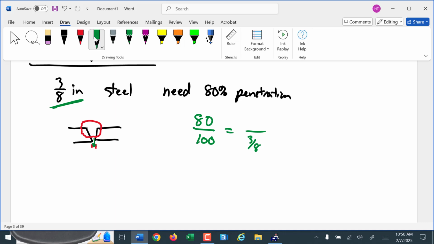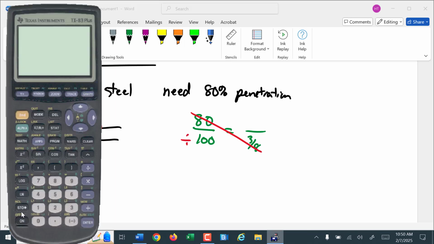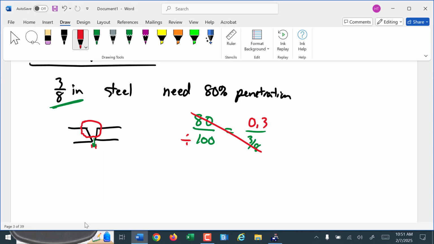Now we're most likely going to end up with a decimal answer here. It's not going to come out to be a nice, neat fraction. So we'll multiply 80 times 3/8 divided by 100. To do that, I'm going to do 80 times 3 divided by 8. Hit equals, that's 30. And then divided by 100. So we get 0.3 inches, which is what we would have to penetrate to get an 80% penetration.